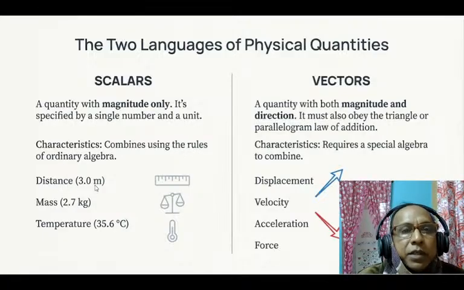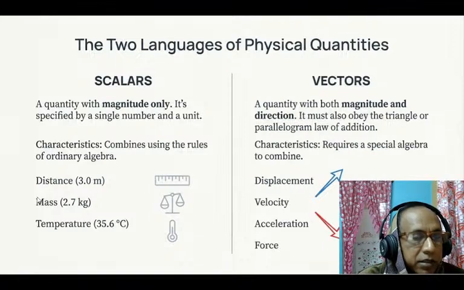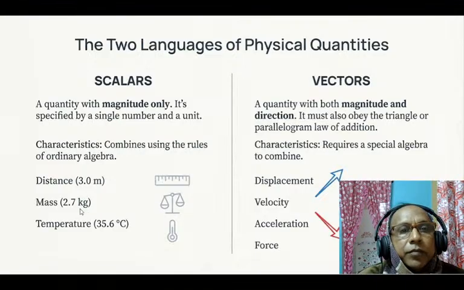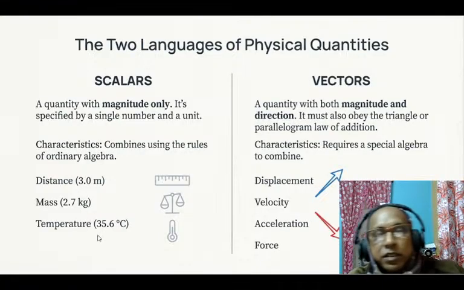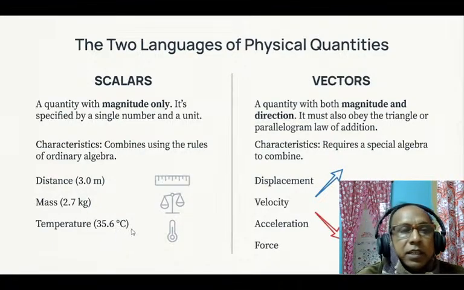Suppose distance is 3 meters, it is a scalar quantity. Mass is 2.7 kg, it is a scalar quantity. Temperature 35.6 degrees centigrade, it is a scalar quantity.